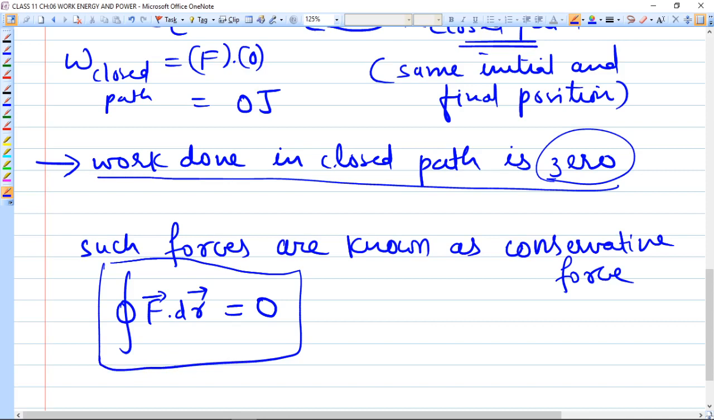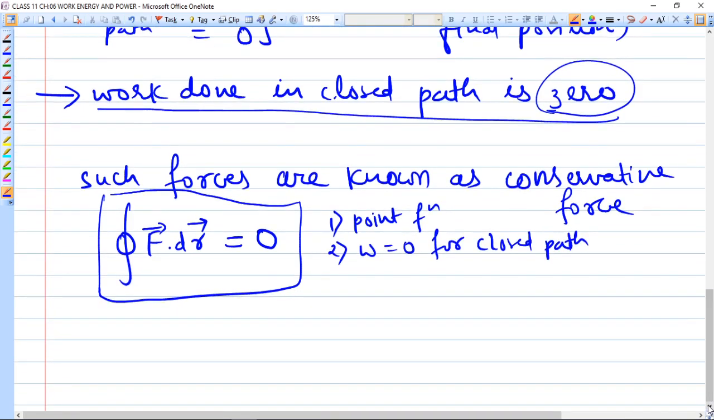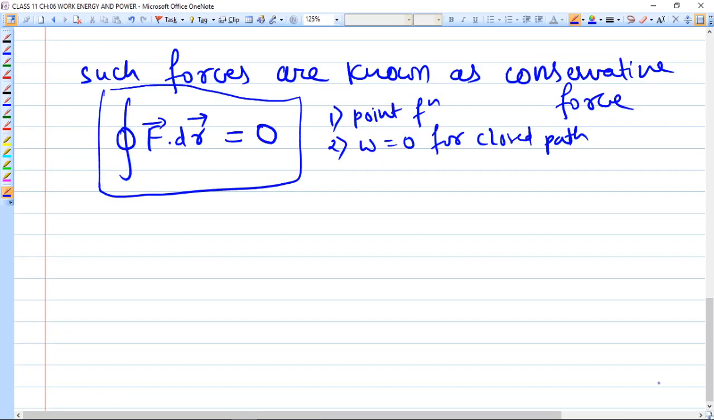We have discussed the conservative force, in which we discussed two important points. One is the point function, which means it depends on initial and final point only. And the second one is that work done equals 0 for a closed path. Which type of path? Closed path. Such forces are known as conservative forces. Remember very carefully, it is very useful. Work done in a closed path is 0, and that force is known as the conservative force.